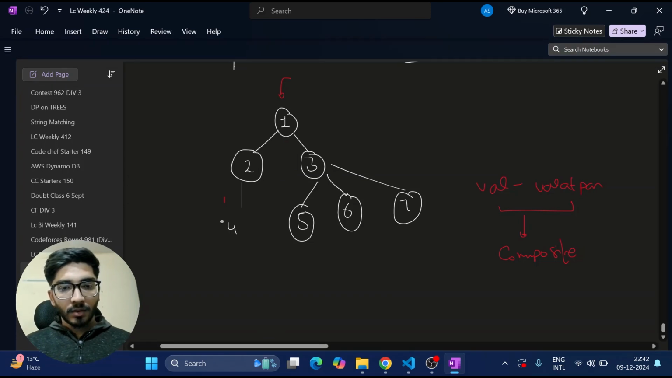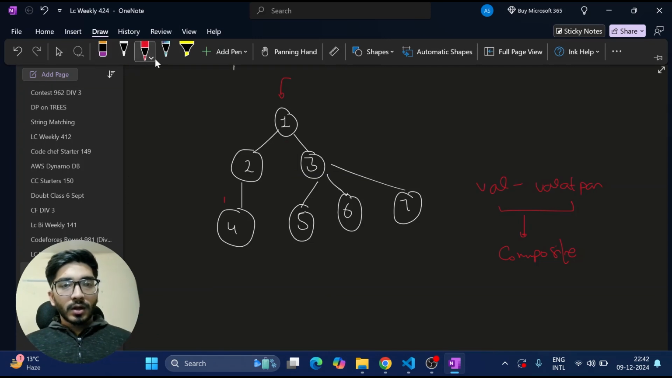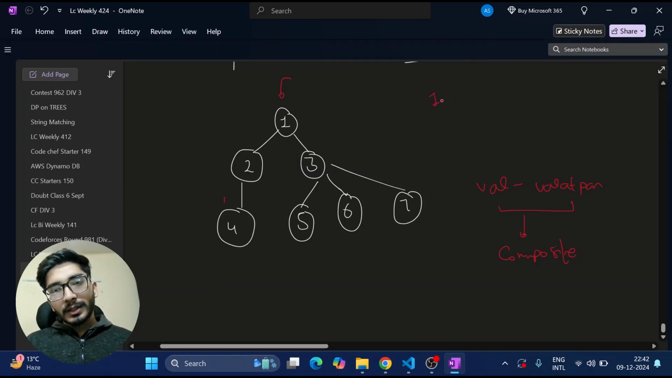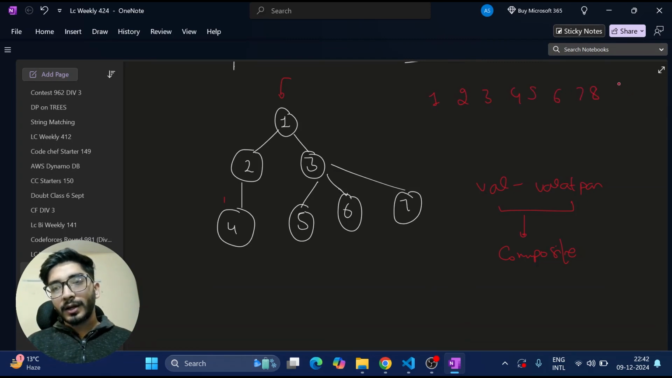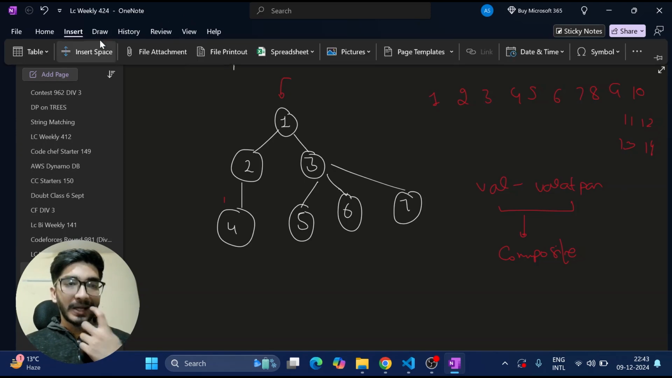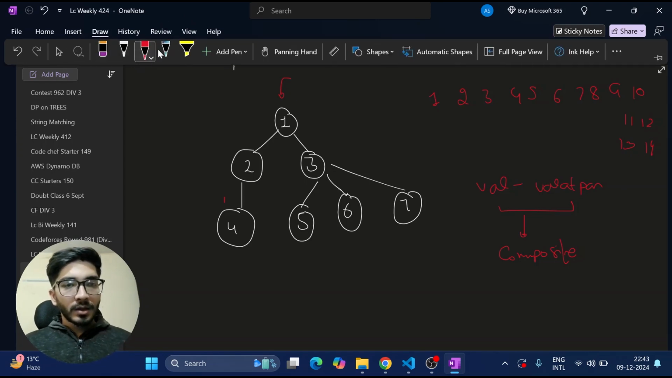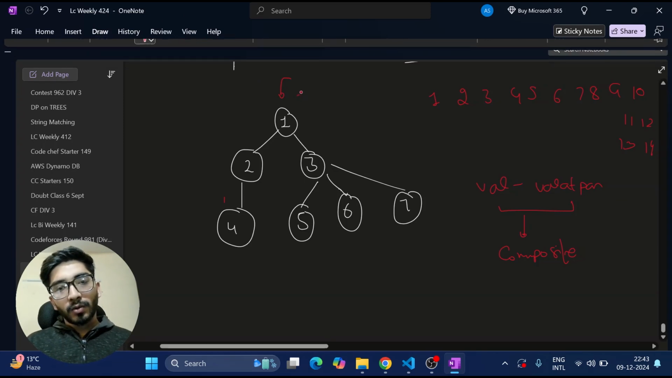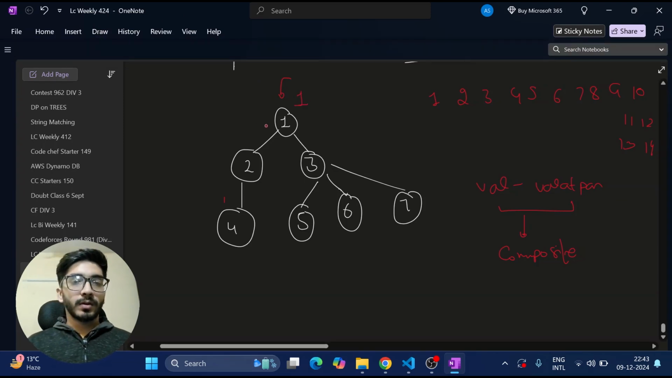This is node number 2, this is node number 4. Cool. So let's write the range 1 2 3 4 5 6 7 8 9 10 11 12 13 and 14. So these are the total numbers up till 2 to the power 2 multiplied by n. So let's put 1 over the node number 1.